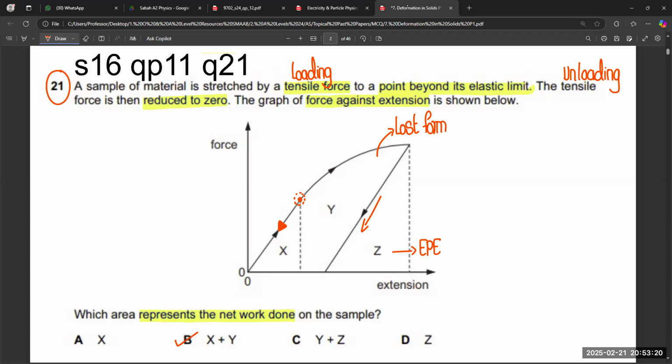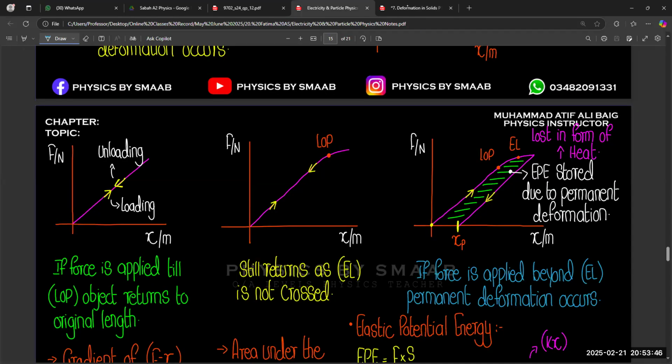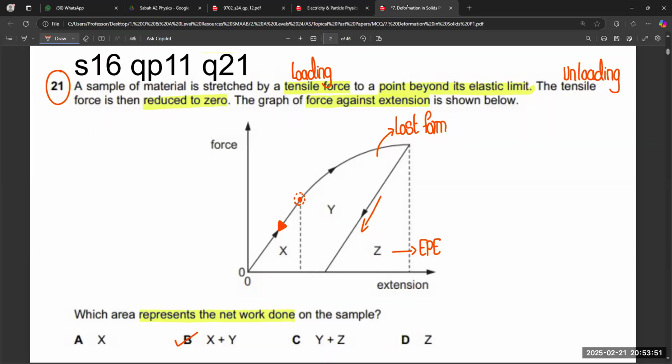So basically, the lost form of energy equals the net work done, because when we stretch the spring we are doing work on the spring, and some amount of energy is lost in the form of heat to the surroundings. That is represented by region Y and X combined, because in this graphical representation we discussed that the whole region represents the lost form. So X and Y combine to give the net work done on the sample, right?